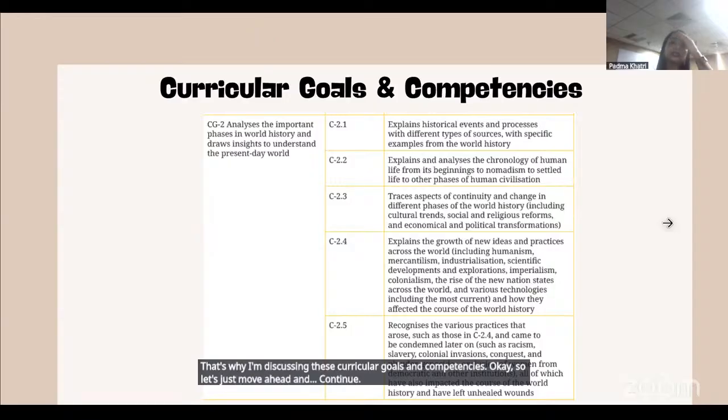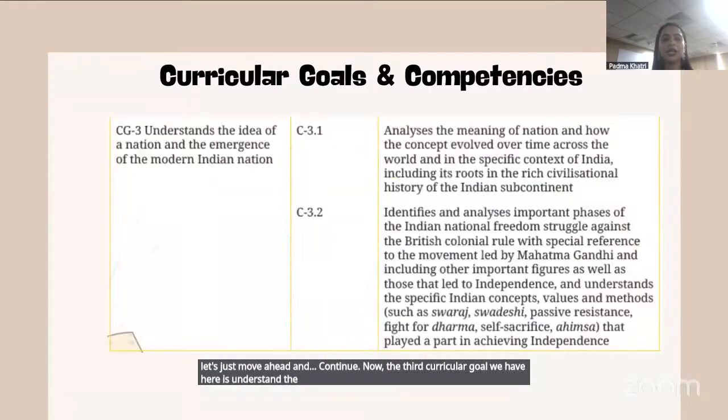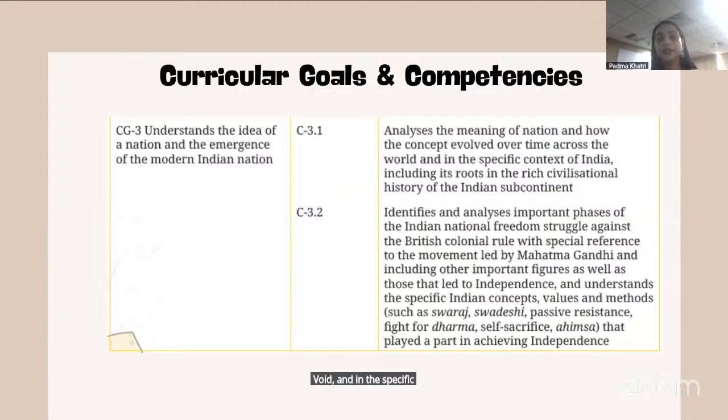Now, the third curricular goal we have here is to understand the idea of a nation and the emergence of the modern Indian nation. It has 2 competencies, 3.1 and 3.2. The first competency, 3.1, focuses on analyzing the meaning of nation and how the concept evolved over time across the world and in the specific context of India.